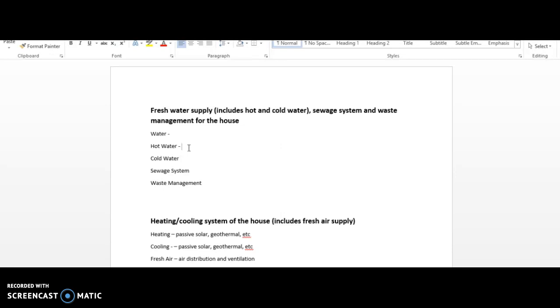Remember, what you're doing is you're deciding if you were to design a sustainable house, what choices would you make for these categories, and just briefly explain why. What are the benefits of that over the average normal house?